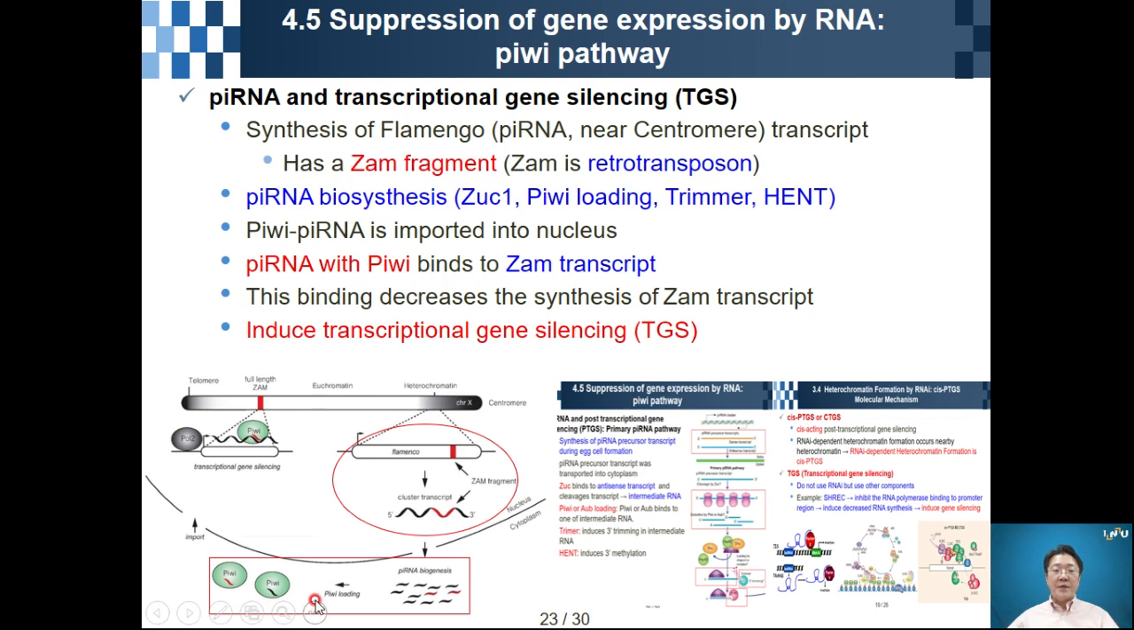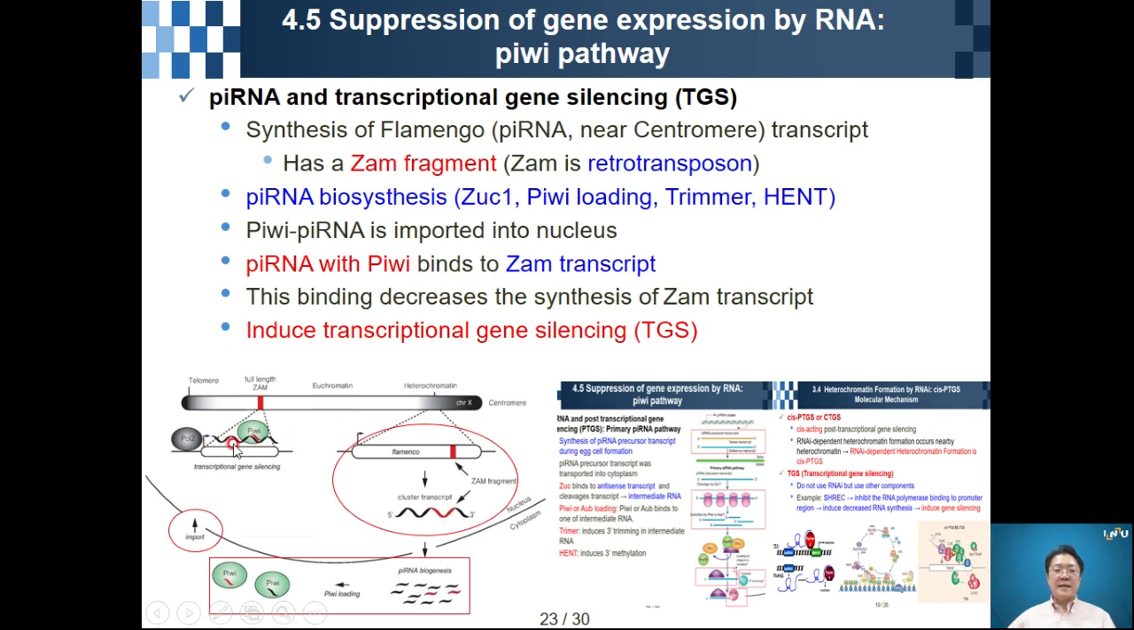We already learned that Zucchini binds to the transcript. Also, PIWI loading happens. After that, Trimmer and Hen1 did their special functions. After that, this PIWI with piRNA is imported into the nucleus. This PIWI binds to the gypsy transcript, and this binding decreases the synthesis of the gypsy transcript.